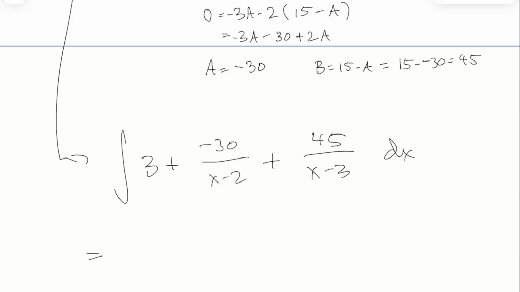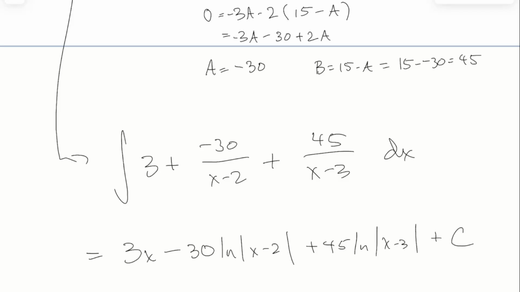Anybody remember how these go? What do you get from the 3? That's the very easy part. 3x, yeah. How about the next one? Negative 30 ln x minus 2. Right. Each of those denominators just becomes ln of something or other, and the numerator just stays as a constant multiple. And then 45 ln x minus 3. All right. And I think that'll do it.